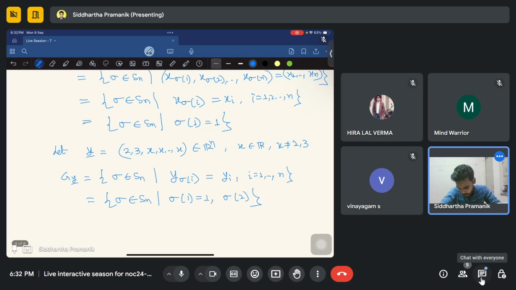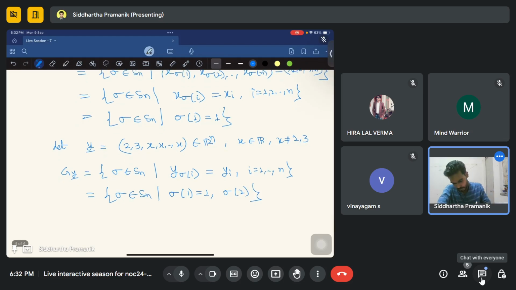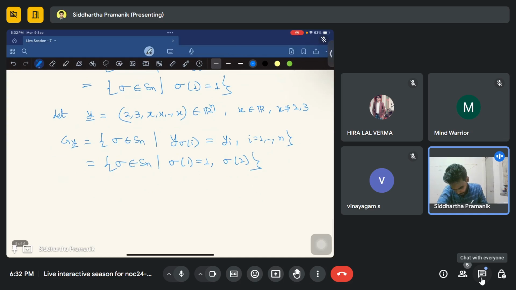Yeah. So let's see one more example so that it becomes clear. So let's take z bar as 2, 2, x, x, up to x, where x is not equal to 2. Now just tell me what will be the stabilizer of this element. So what is this set?